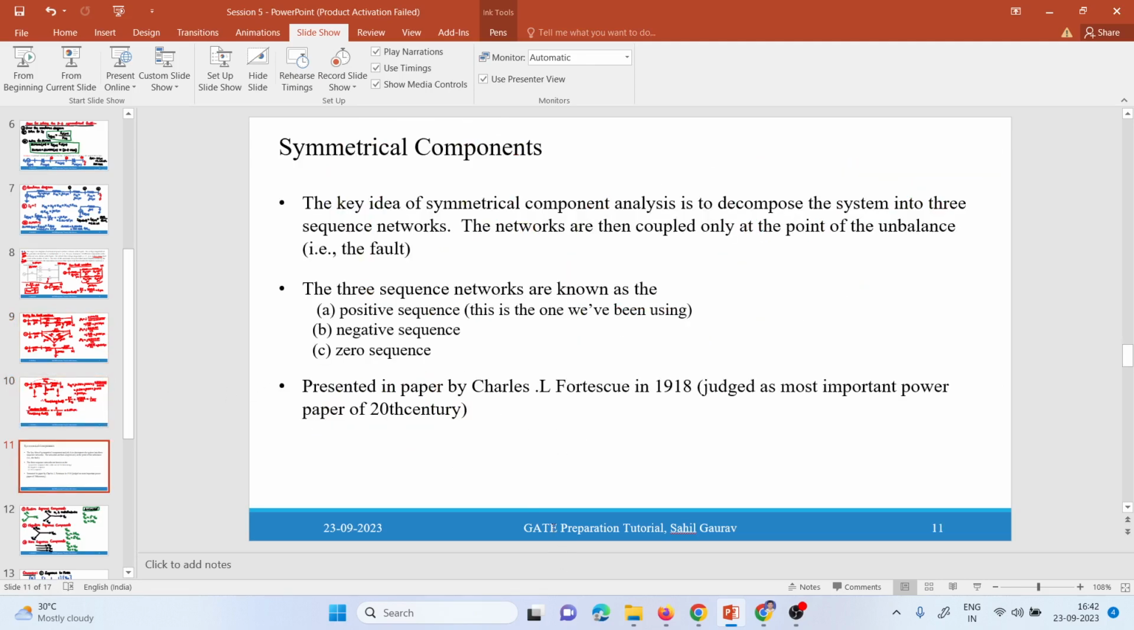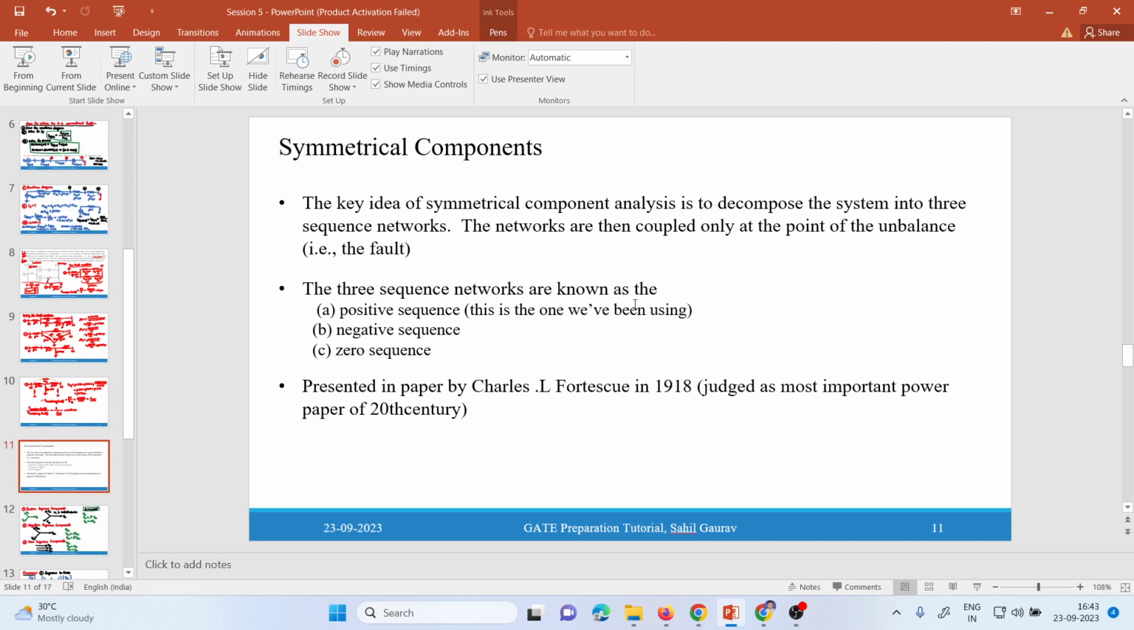So now we will see symmetrical components. What are symmetrical components? When we have unbalanced voltages or currents, we can convert them into three sets of balanced voltages and currents. The key idea of symmetrical component analysis is to decompose the system into three sequence networks, three sets of networks that are balanced in nature: positive sequence components, negative sequence components, and zero sequence components. The networks are then coupled only at the point of unbalance, that is, the fault.